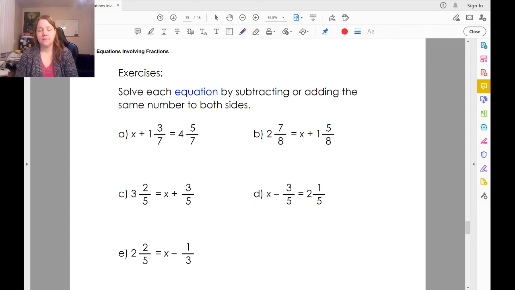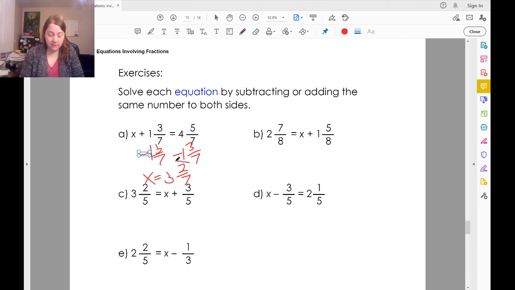Welcome back. Let's go ahead and look at letter A. x plus 1 3/7 equals 4 5/7. So to figure out what x is, we need to take away what we've added to it, minus 1 3/7 on both sides. And for that, we have x equals 5/7 minus 3/7 is 2/7. 4 minus 1 is 3. So our answer is 3 2/7.